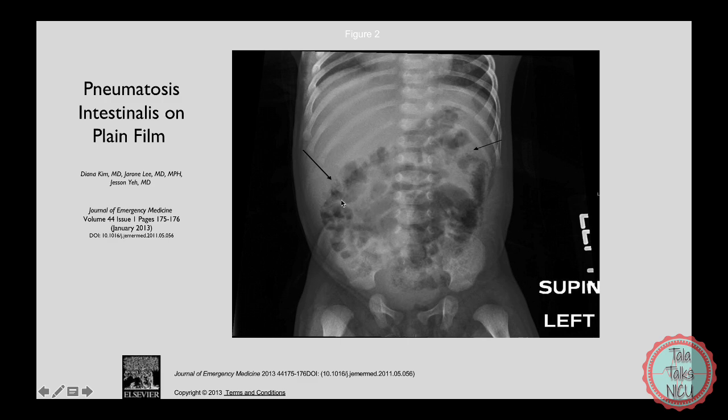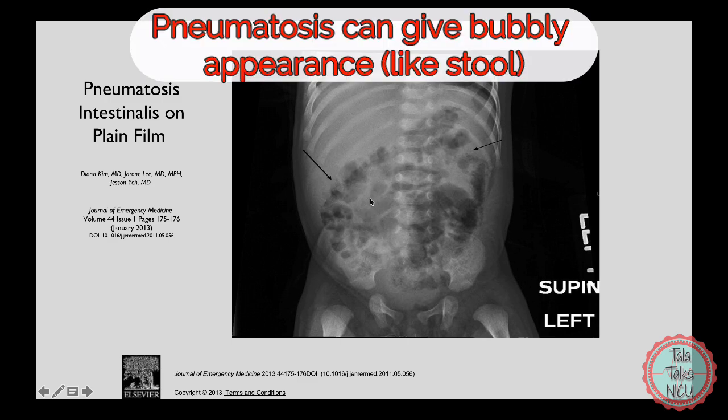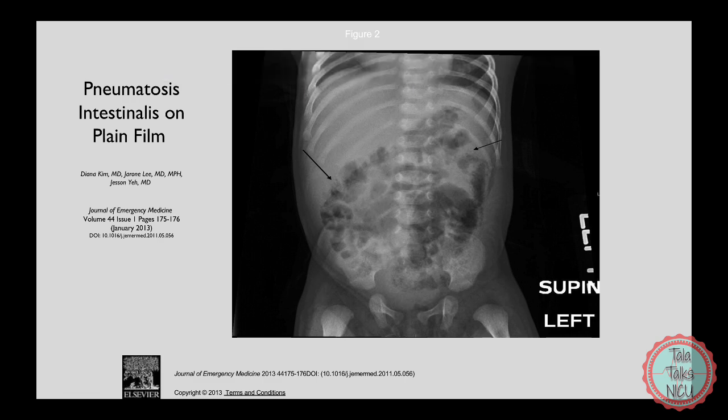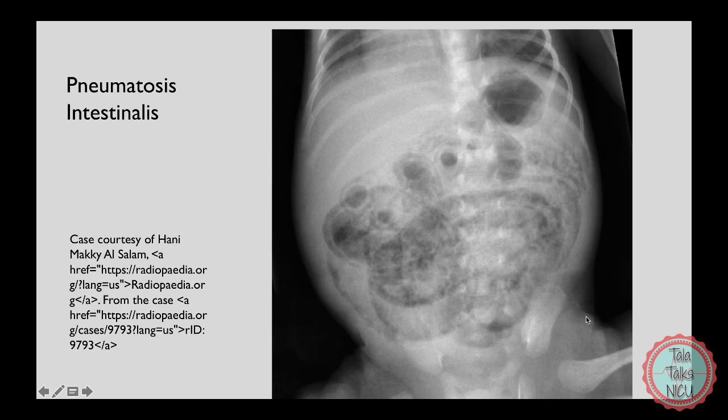Pneumatosis can sometimes give a really bubbly appearance, which can, unfortunately, look just like stool and give this mottled type appearance. In this case, it looks a lot more concerning, like there really is gas in the walls up here. You could argue that the rest of the KUB actually does look more like stool. And then this one is like the classic X-ray you see of NEC, the very clear pneumatosis.